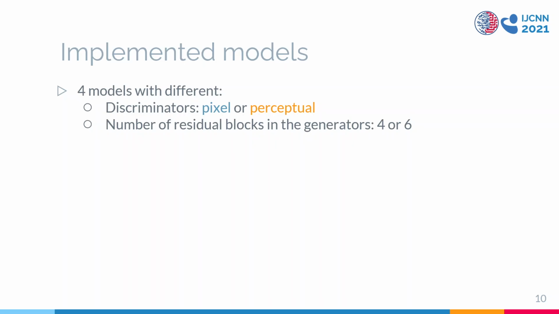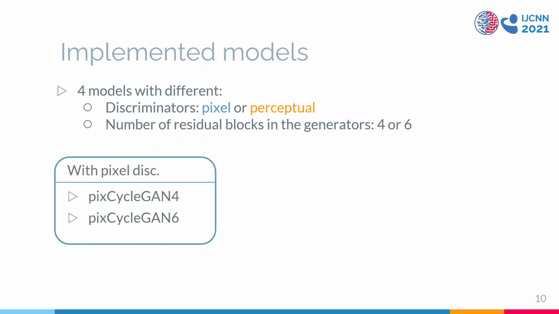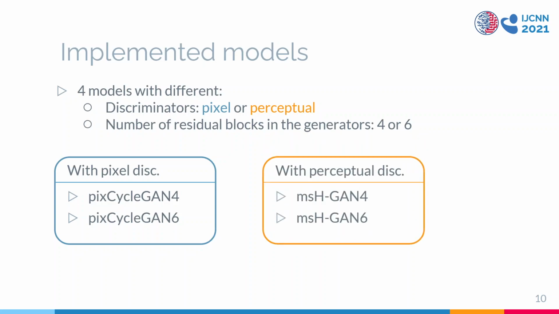First, two conventional cycle GANs, denominated PIC-cycle-GAN4 and PIC-cycle-GAN6. Both use pixel discriminators and ResNet generators with 4 and 6 residual blocks, respectively. On the other hand, we implemented MSH-GAN4 and MSH-GAN6 models featuring multi-scale perceptual discriminators and generators with 4 and 6 residual blocks, respectively. For all the implementation details, feel free to check the provided source code and preprint paper at the end of this presentation.